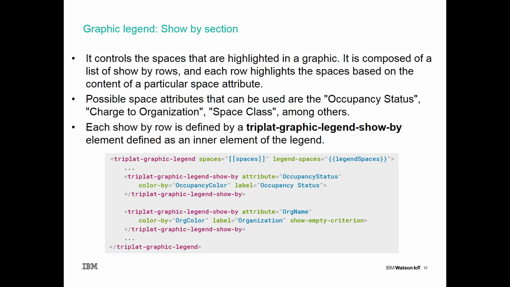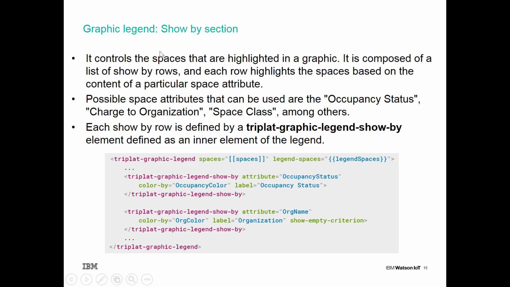The first section that I will present to you is the show by section. The show by section is the main section of the legend. It controls the spaces that are highlighted in a graphic. It is composed of a list of show by rows, and each show by row highlights the spaces based on the content of a particular space attribute.